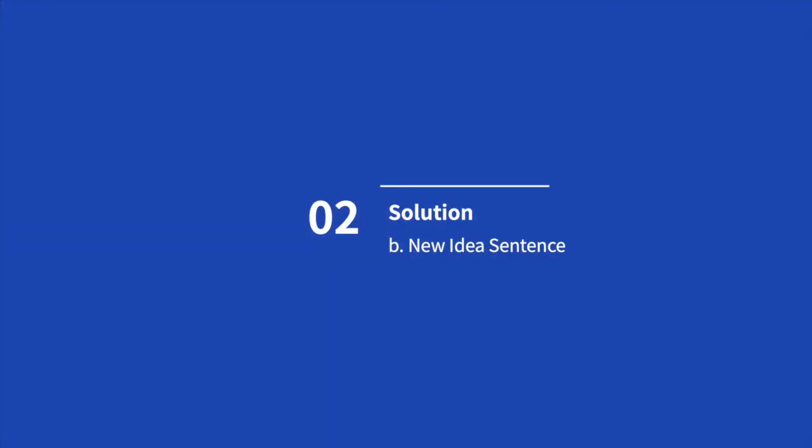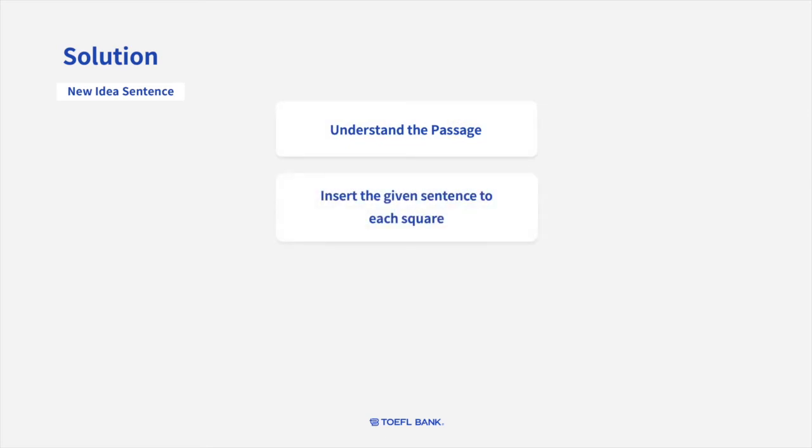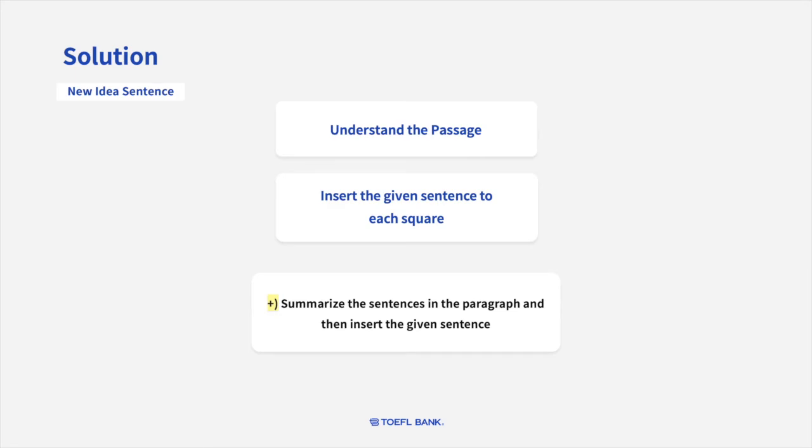There's not much of a solution method to questions with a sentence that includes a new idea. For these types of questions, you have to really understand what the passage is talking about and try inserting the given sentence in each square. But one tip while doing that is to summarize the sentences in the paragraph and then insert the given sentence. Here's a sample question we'll be solving together.